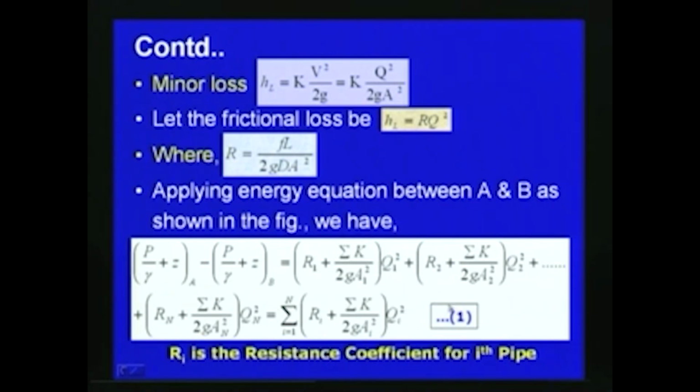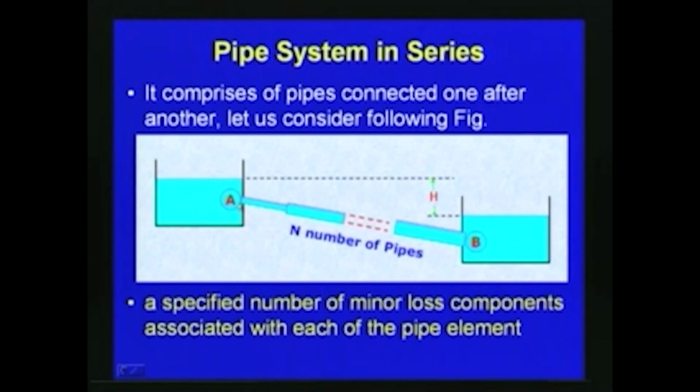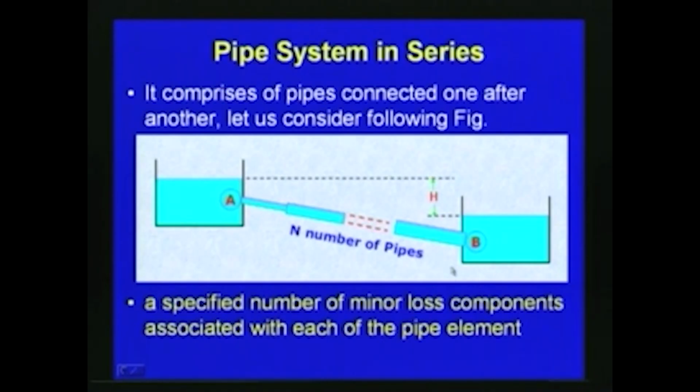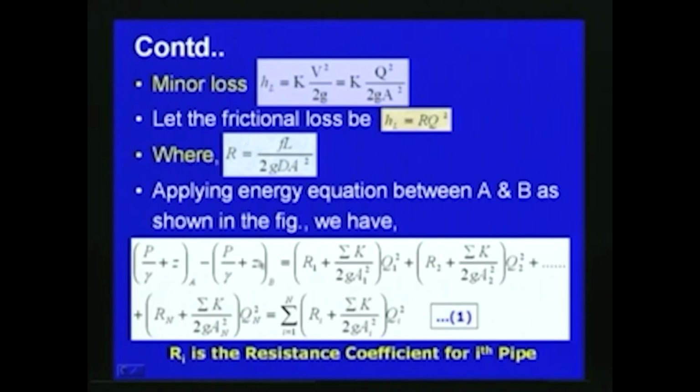So, this is the equation. When we write the energy equation between two locations A and B, we get this equation. Here P by gamma is the pressure head and Z is the datum head, if we consider this line as datum. So, what is the distance to the considered point? Z is the datum head.